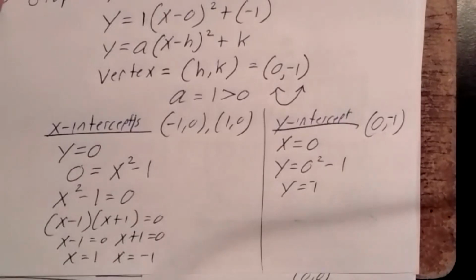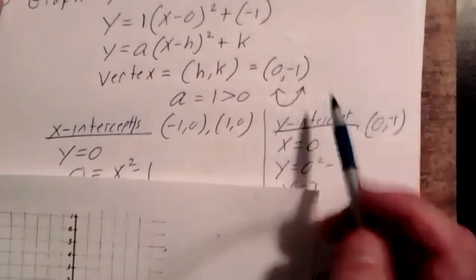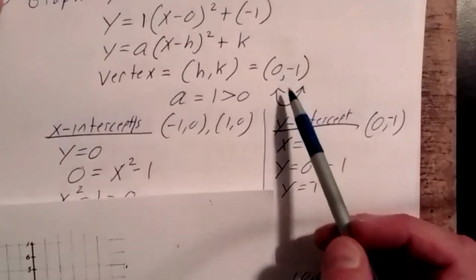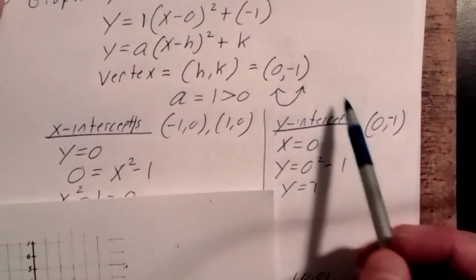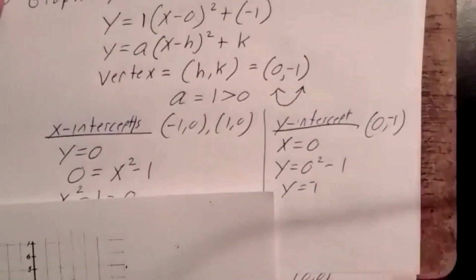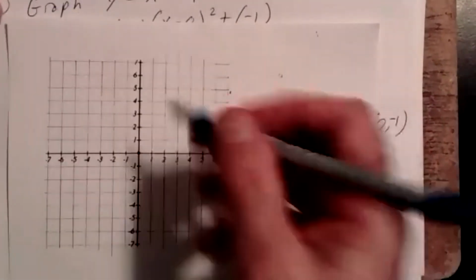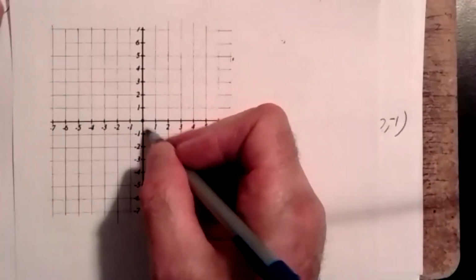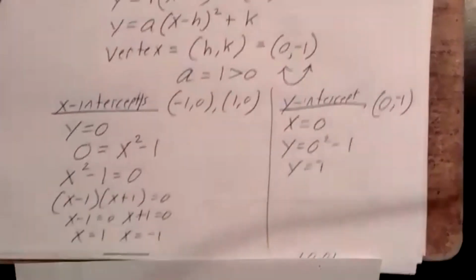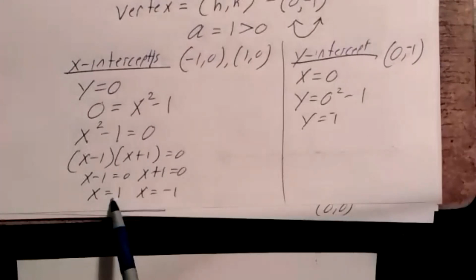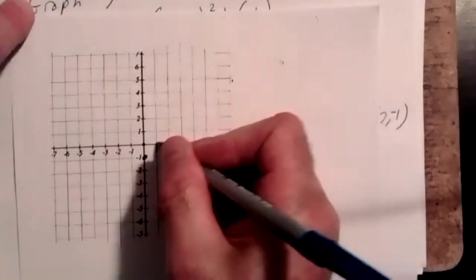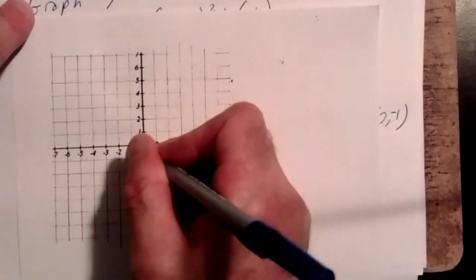Now, not only is our vertex point a minimum point, but the vertex point turns out to be the what intercept? Y-intercept. It happens to be the y-intercept. Notice that. It just so happens that's the way it is for this parabola. So plotting the vertex point at 0, negative 1, that also happens to be the y-intercept. The x-intercepts we determined algebraically were 1 and negative 1. Plotting the x-intercepts, 1 and negative 1.